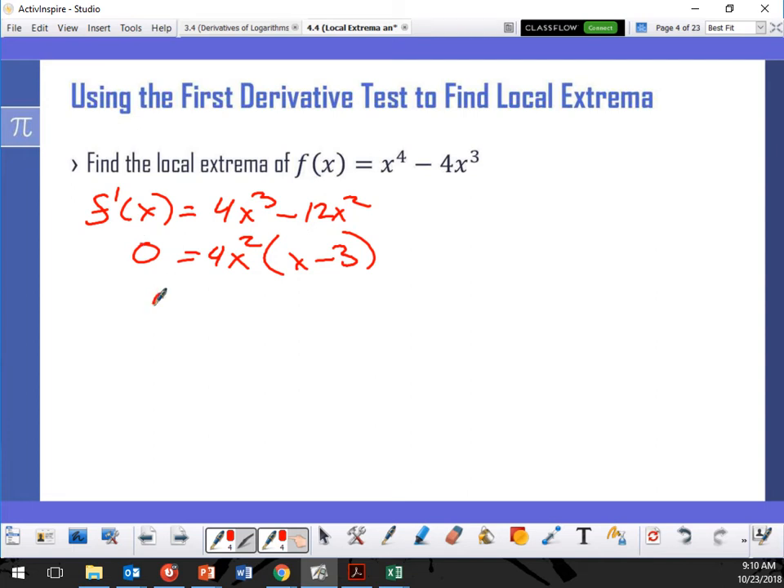This gives me 4x squared equals 0 and 0 equals x minus 3. So therefore, x here is plus or minus 0.